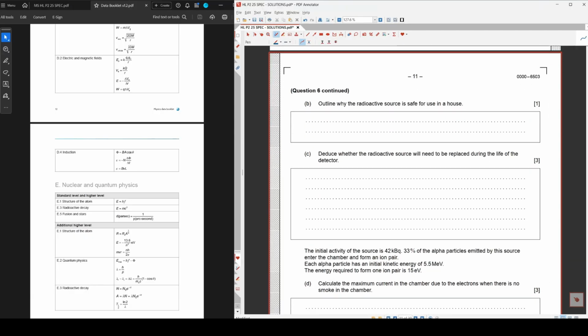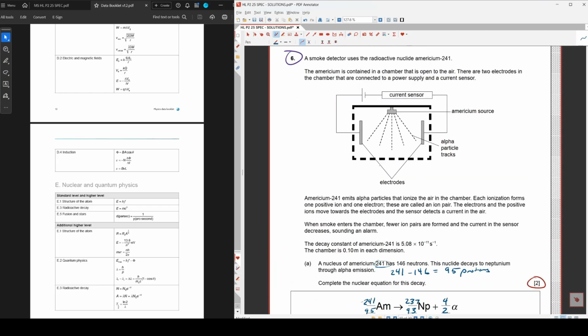Outline why the radioactive source is safe for use in a house. We want to be reading what's going on. And the key thing is that it emits alpha particles. So I'm thinking about what I know about alpha particles. They have very low penetrating power, and they don't travel very far in the air at all before they do this ionizing stuff and stop. So the source of alpha particles has to be really close to you, or something you breathe in, for it to really be dangerous, usually.